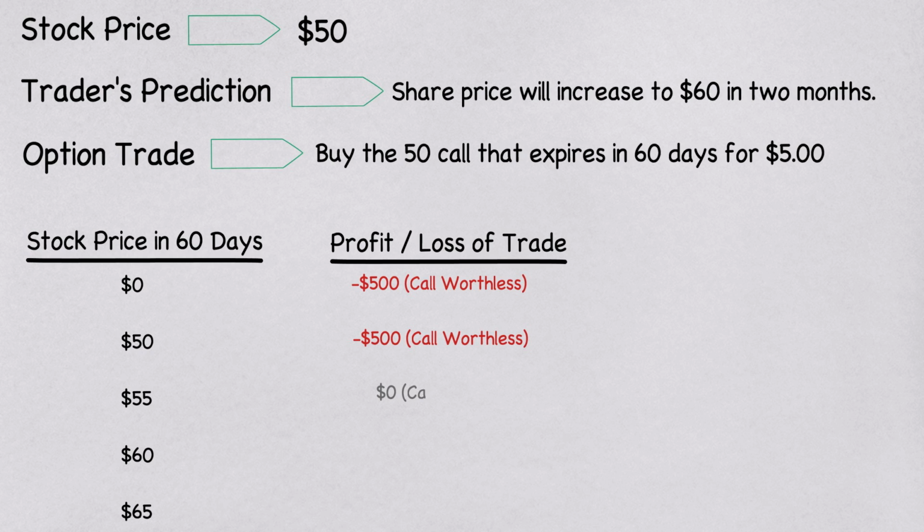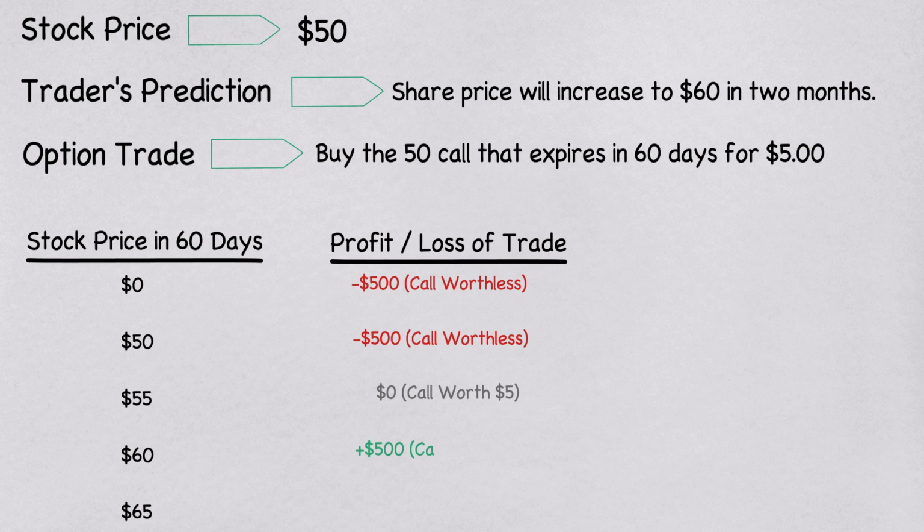Now if the stock price increased to $55 and was at $55 at the time of that call's expiration, then we would not have a profit or loss on the trade because the call option would be worth $5. And since we purchased it for $5, there would not be a profit or loss on that position. Now that call option would be worth $5 because with the stock price at $55, that call option has the ability to buy shares $5 below the current stock price, which explains why the call option is worth $5.